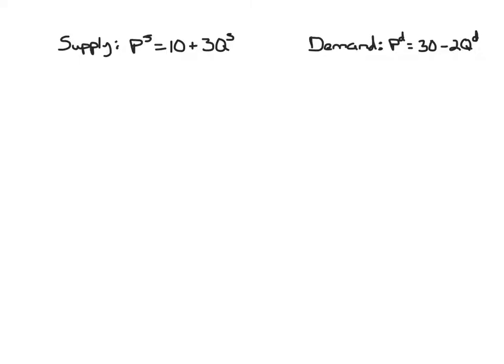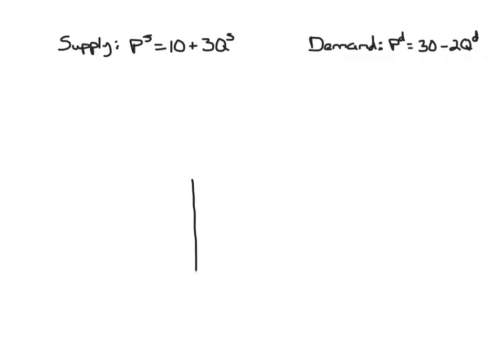In this example, we're given the equation for a supply curve, which tells us that the supply price is equal to 10 plus 3 times the quantity supplied. And we're given the equation for a demand curve, which tells us that the demand price is equal to 30 minus 2 times the quantity demanded. So let's begin by graphing the supply and demand curve for this market.